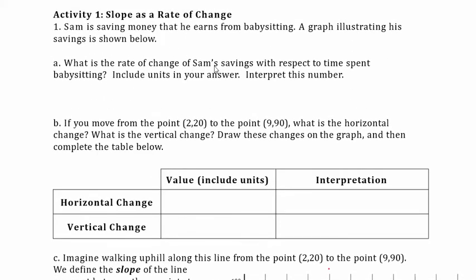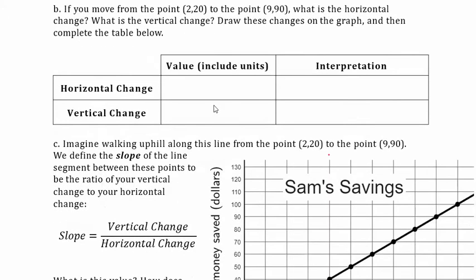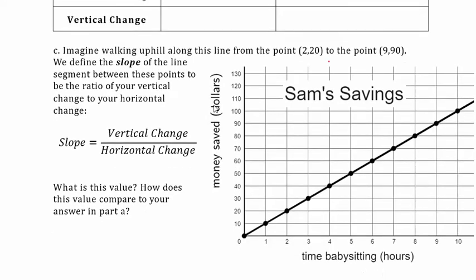What is the rate of change of Sam's savings with respect to time spent babysitting? Include units in your answer. You remember how to do rate of change from a graph? Right, we want to look at the change in the vertical divided by the change in the horizontal. So if we start here at 0, 0, and we draw these little stair steps, the change in the vertical looks like 10, which would be dollars, and the change in the horizontal is 1 hour. Right, up $10 over 1 hour. Change in vertical over change in horizontal. Let's go write that down up here.